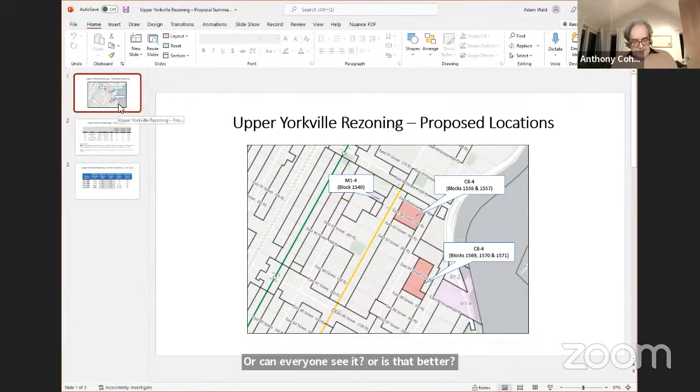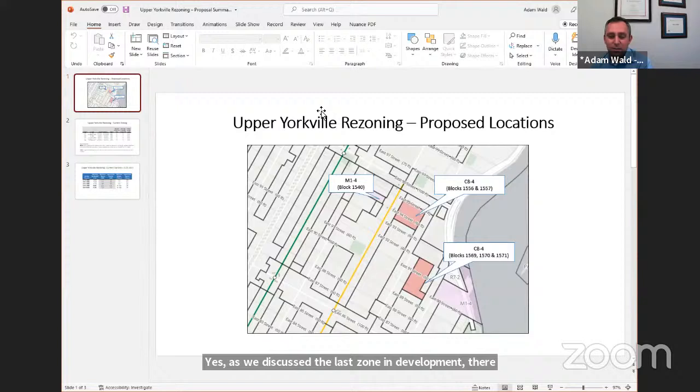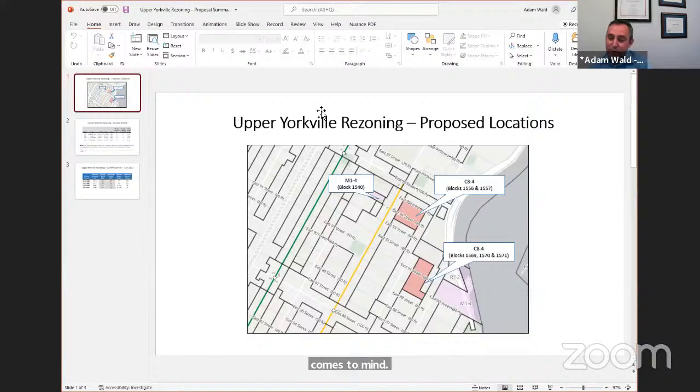That's better. Yes, as we discussed at the last zoning and development meeting, there are portions of 6 blocks in what we're calling Upper Yorkville that are zoned for manufacturing and for high-intensity commercial uses. As we've seen over the last couple of years, folks have decided to build, or have contemplated developing, some interesting projects in these zoning districts. A 150-foot tall self-storage project comes to mind. A potential 10 to 15-story life science project also comes to mind. These are all things that can be built as of right in the C8-4 and the M1-4 zones, given a large enough parcel of land.